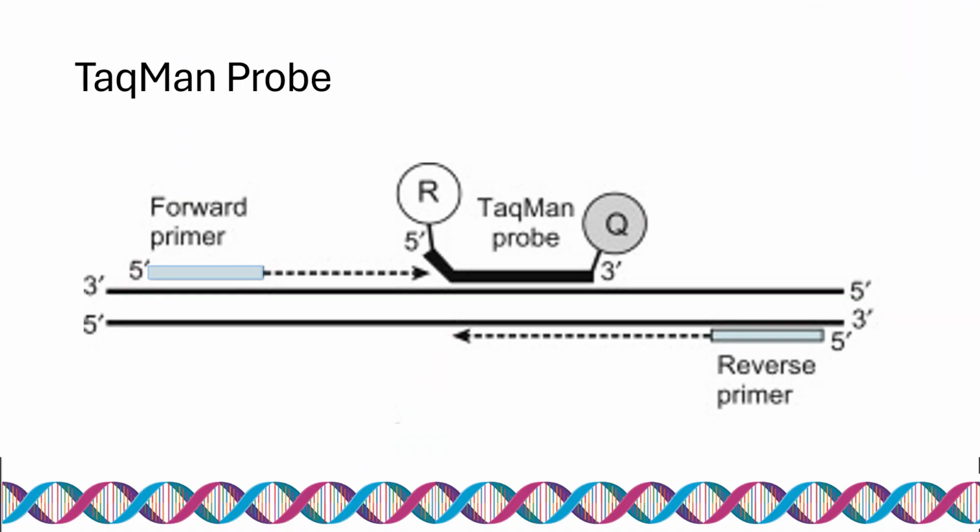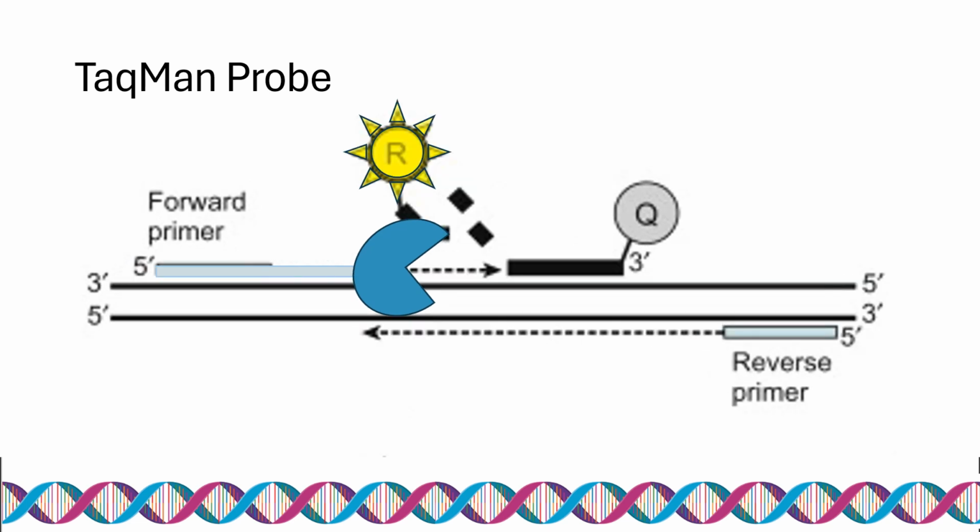The TaqMan probe is a standard fluorescent dye used in forensic DNA testing. The probe is designed to bind to a portion of the targeted DNA strand for replication and consists of a reporter dye and a quencher. During qPCR, the DNA polymerase molecule binds to the forward primer and begins extending the primer until it encounters the probe.